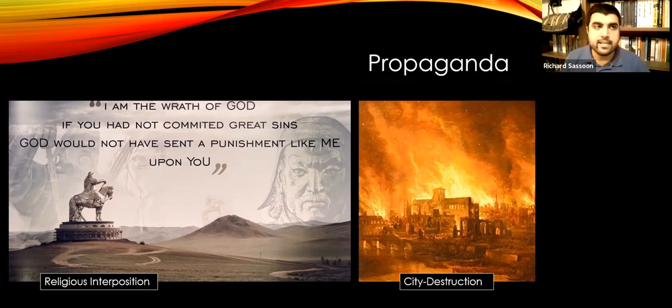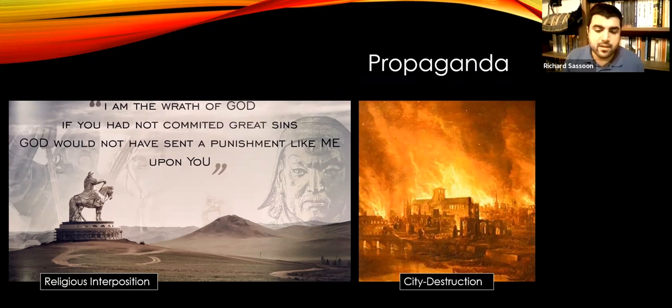Mongols in general had a tolerance for religion, is sort of a strong way to say it. They supported any religion whose leaders could thank or worship or support the great Khan. So Islam was one such religion, and so they had high-ranking imams in the Mongol court, and so Genghis Khan was familiar with Islamic beliefs, and he constructed himself in the role of the Dajjal, or the Islamic Antichrist, right? I am the wrath of God. If you had not committed great sins, God would not have sent me as a punishment against you, right?